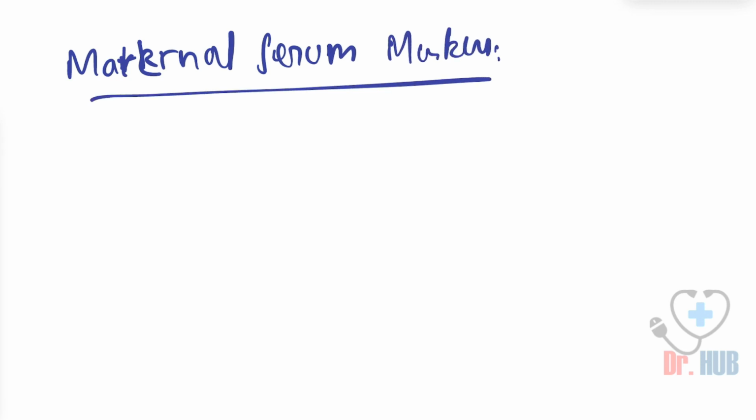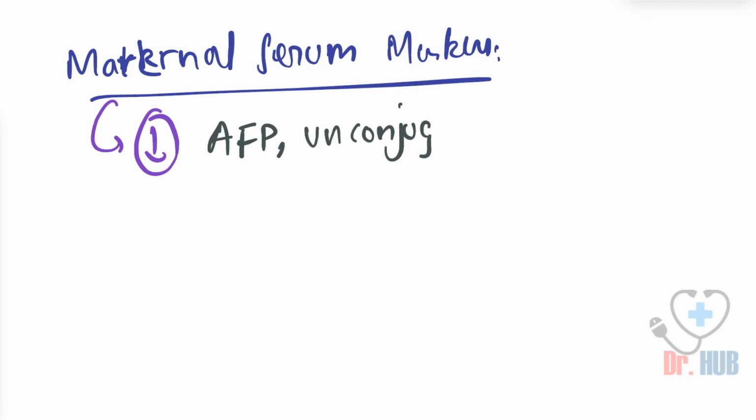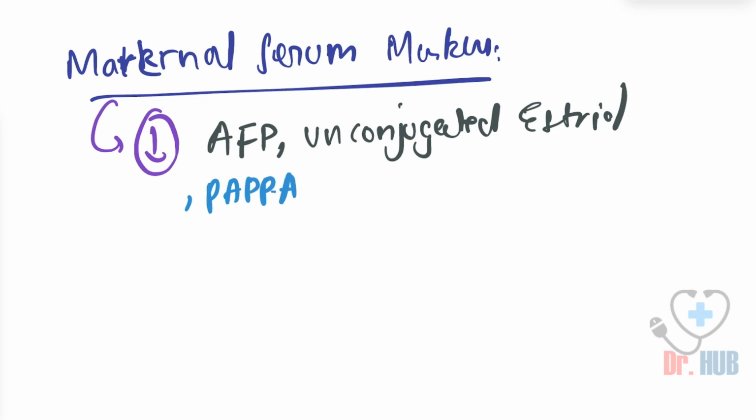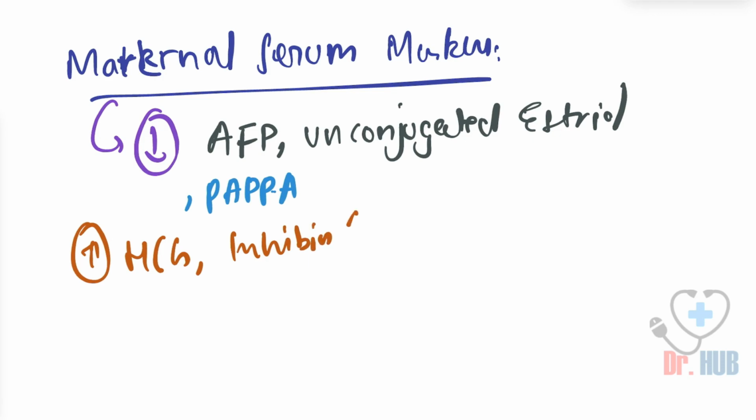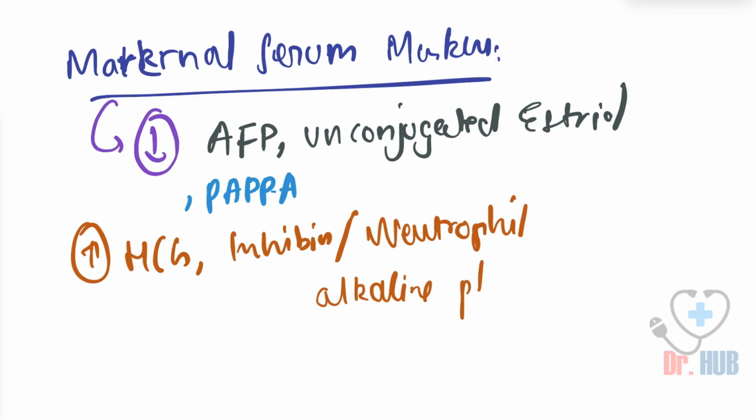Looking at the maternal serum markers, some things decrease and some increase. What decreases is the AFP, alpha fetoprotein, unconjugated estriol, and the PAPPA, pregnancy associated plasma protein A. Then what is increased: the HCG, the human chorionic gonadotropin, as well as inhibin, and the neutrophil alkaline phosphatase.